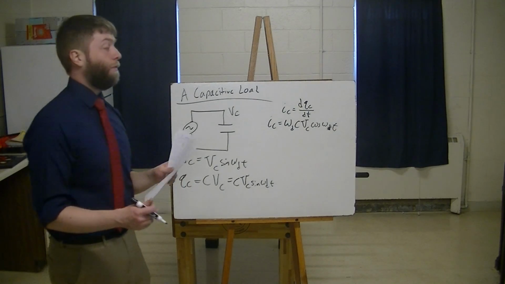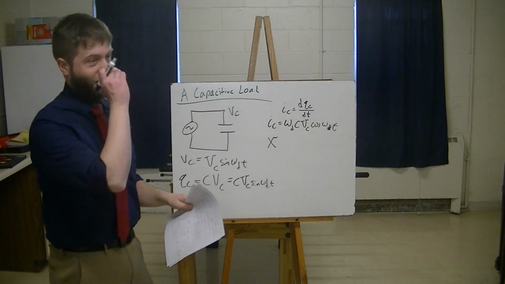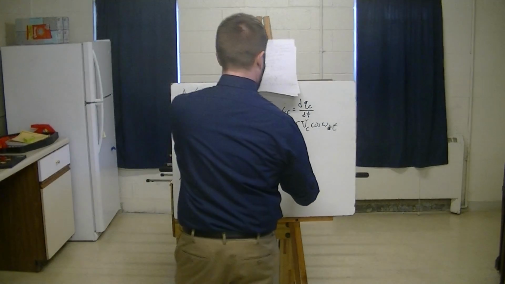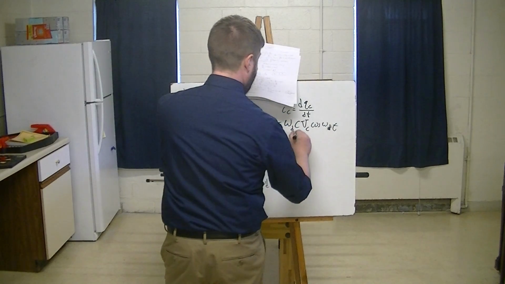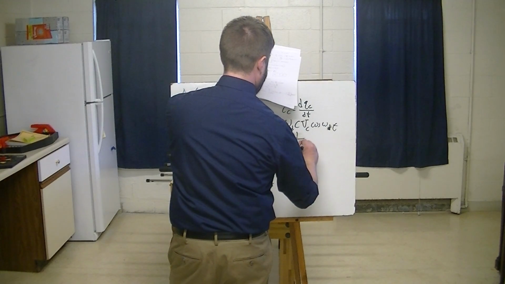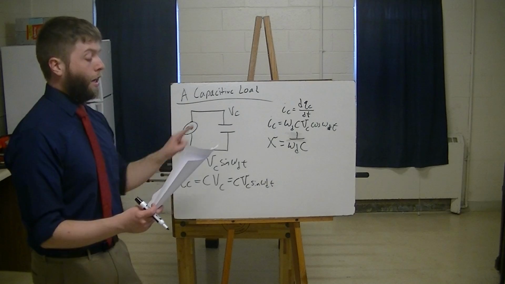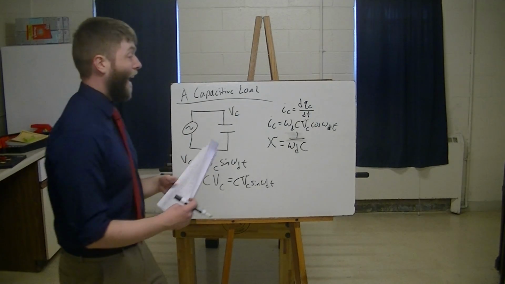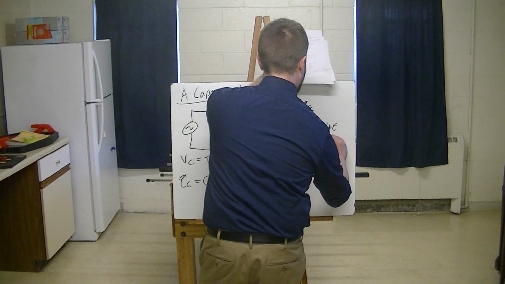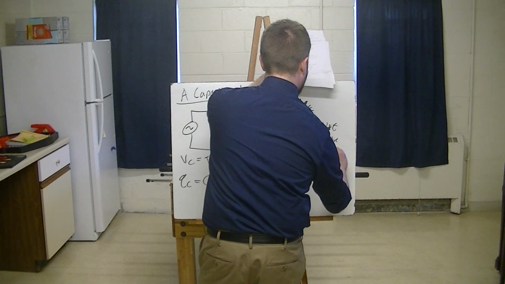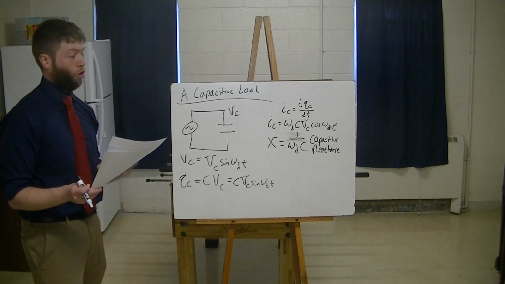In order to do that, we're going to define a new term. That new term is chi, that's a capital X. Chi is equal to 1 over omega d times C. Okay? The driving frequency multiplied by the capacitance. This is known as capacitive reactance. We are treating the capacitor similar to a resistor.